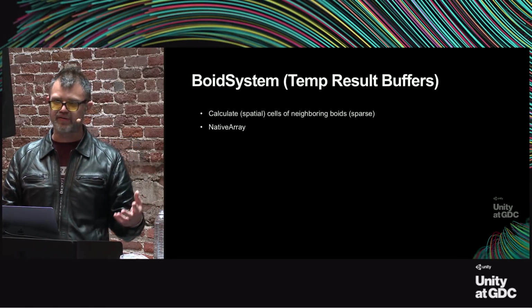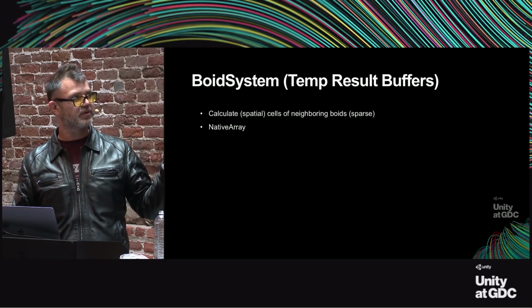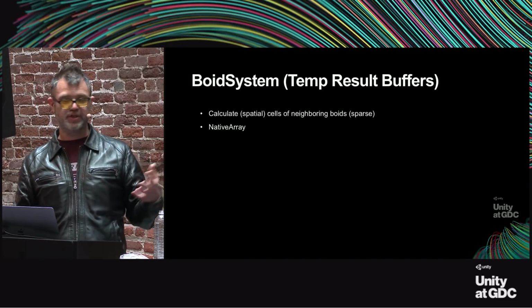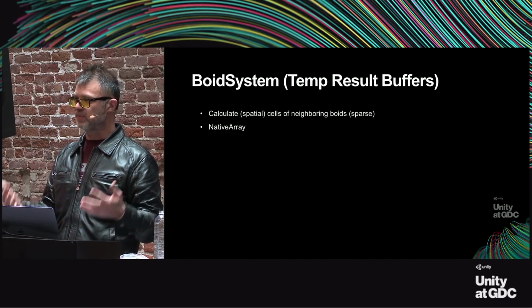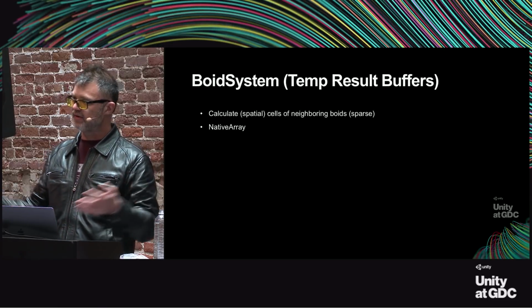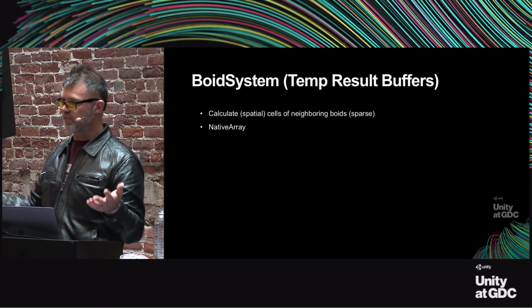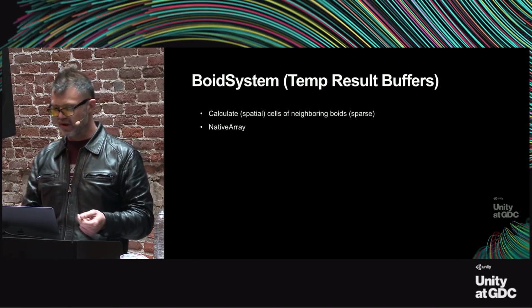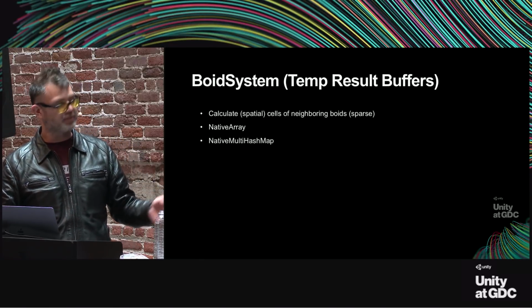To go back to the native containers that we're using, in this particular case, we're using 2: native array, which is pretty much what you expect it to be, right? It's a literal array of data. It's a pointer that points to some memory somewhere. And a native multi-hash map.